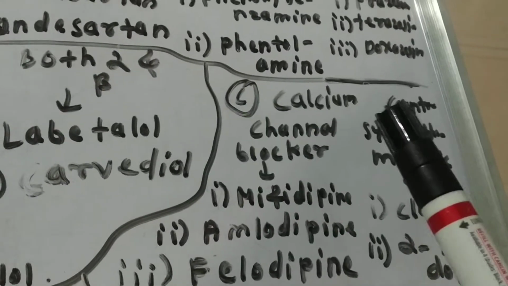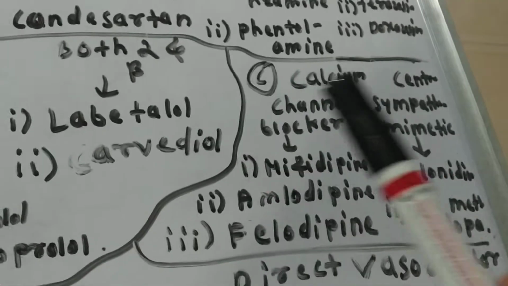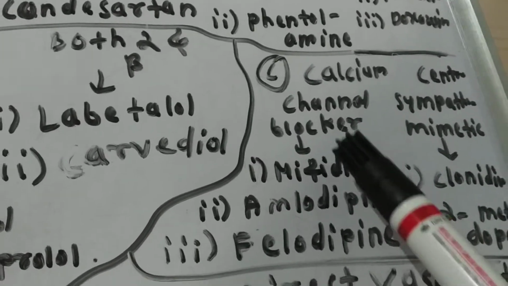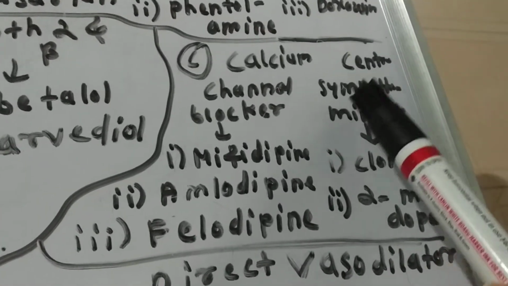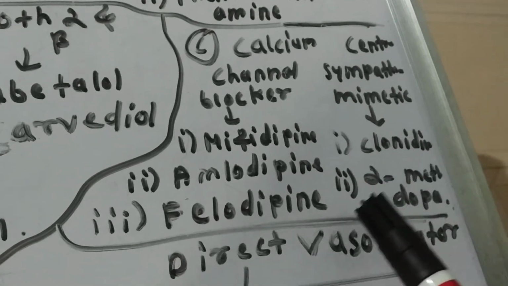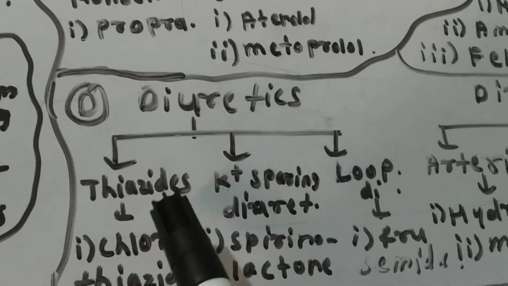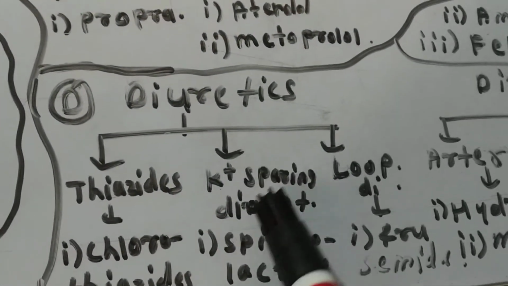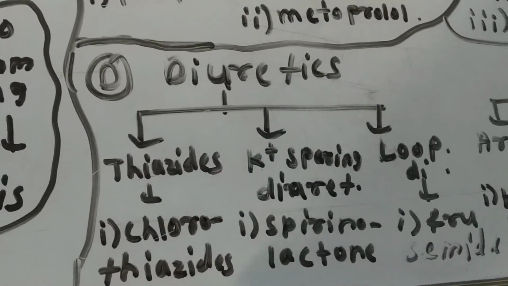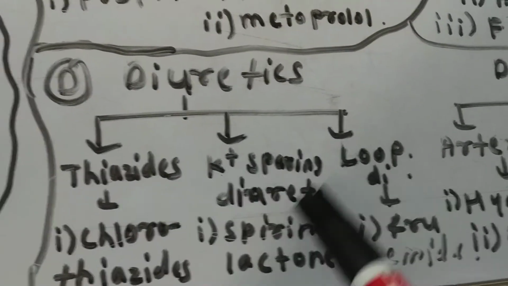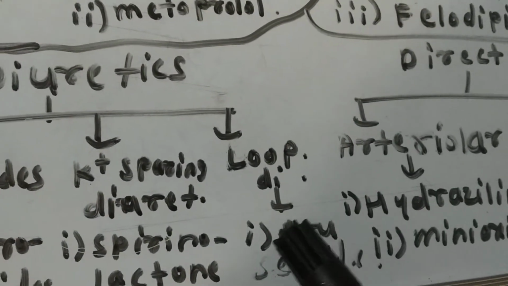Next one, C. C means calcium channel blocker and central sympathomimetic. For calcium channel blockers, examples are nifedipine, amlodipine, felodipine. In central sympathomimetics, examples are clonidine and alpha methyldopa. Then next, diuretic. What do you mean by the diuretic? Suppose thiazides, potassium sparing diuretics and loop diuretics. First one is the thiazide. Example of the thiazide: chlorothiazide. Potassium sparing diuretic: spironolactone. Loop diuretic: furosemide.